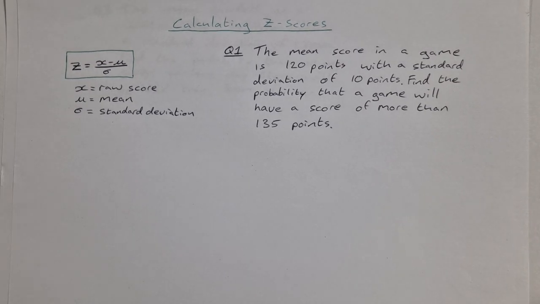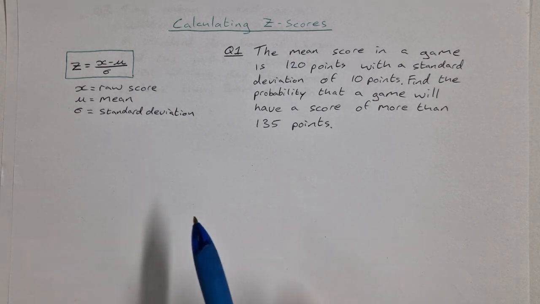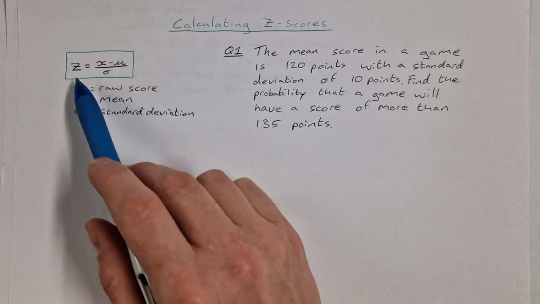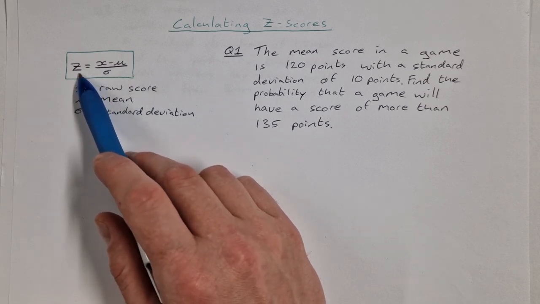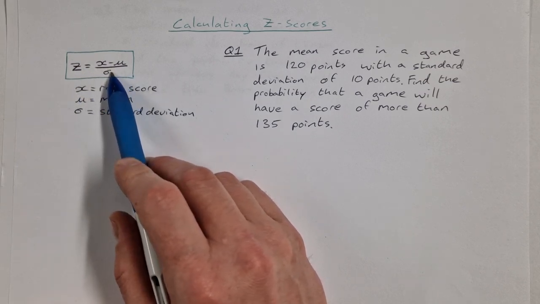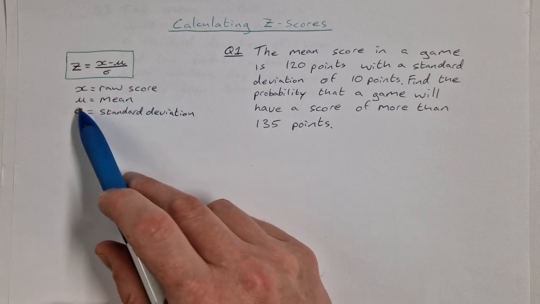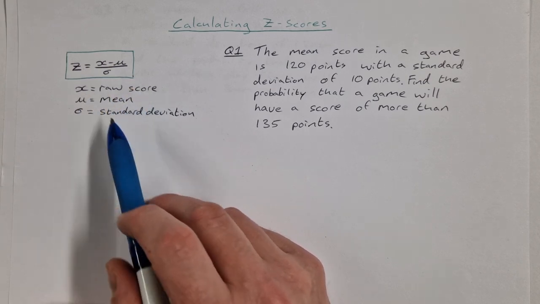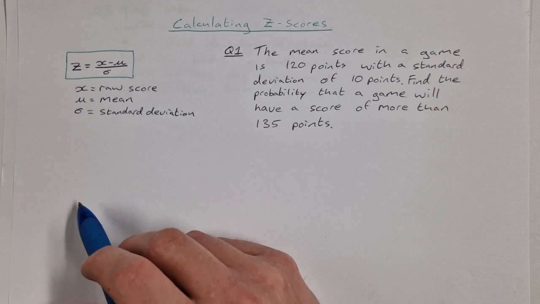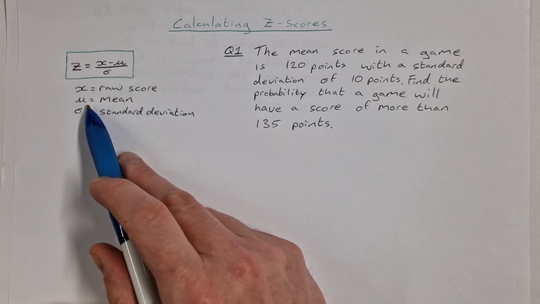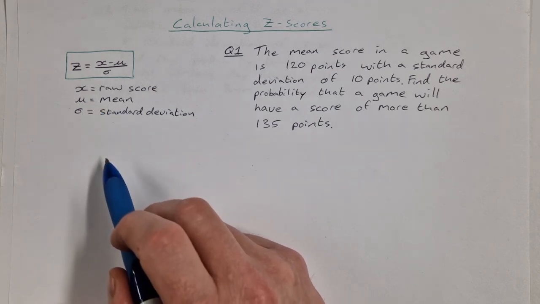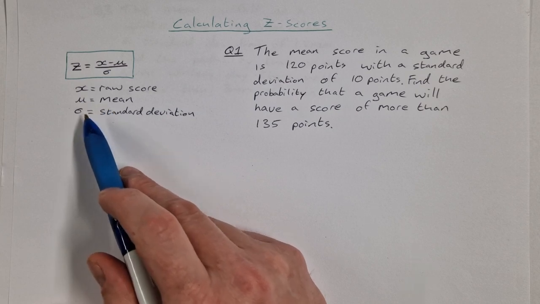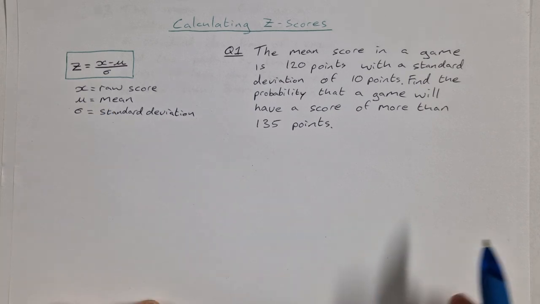Okay, so in this video we're going to take a look at calculating z-scores and probabilities after calculating your z-scores. So I assume you've done some of this before. Just a little reminder, to calculate your z-score we use the formula x minus mu over sigma, where x is your raw score, mu is your mean, and sigma is your standard deviation. Usually in questions we're given a sample mean and a sample standard deviation, but if you have the population mean and population standard deviation, you'll use them.